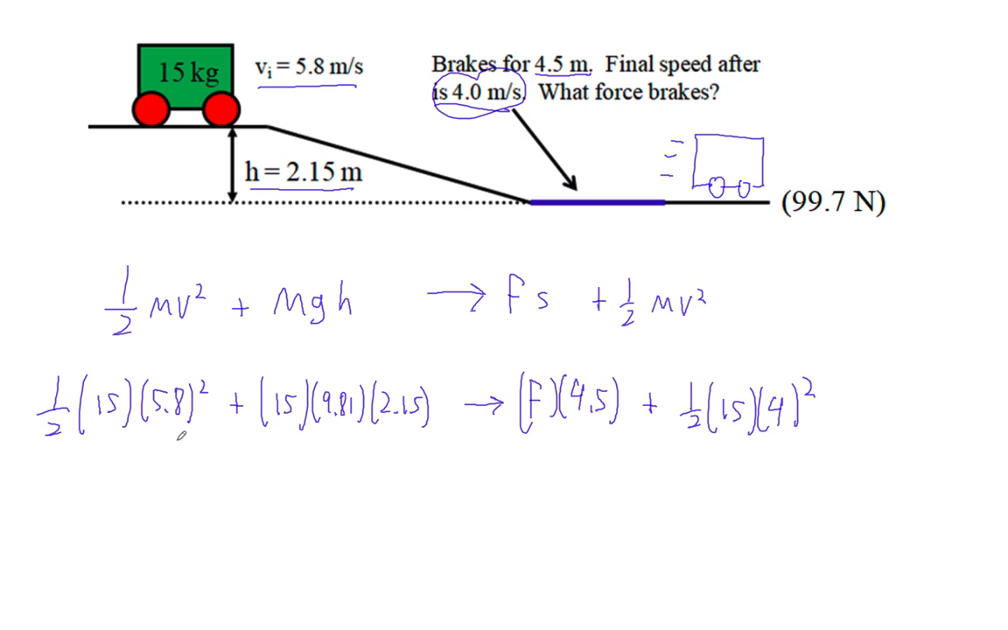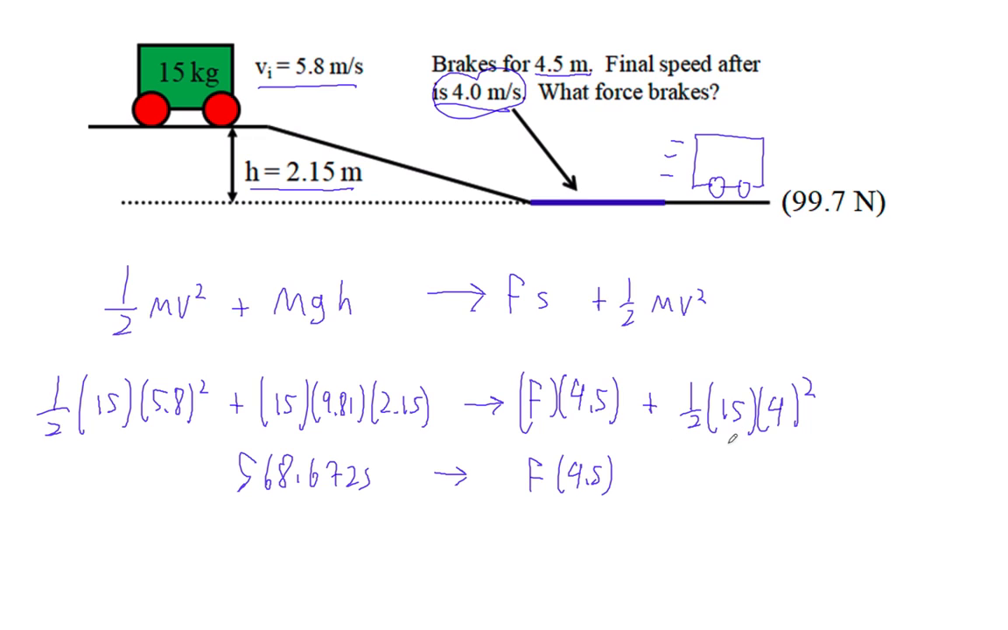Okay, so now we got to do this whole thing here. We got to calculate the whole side there. So 0.5 times 15 times 5.8 squared, right? Plus 15 times 9.81 times 2.15. There we go. So this is 568.6725. And then this side here, this is F times 4.5.